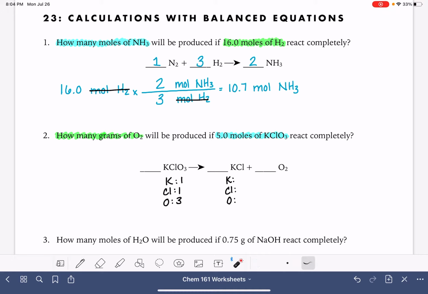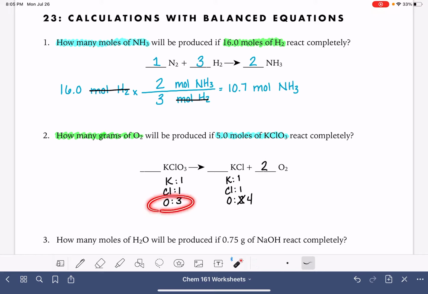Currently, on the left-hand side, we have 1 potassium, 1 chlorine, and 3 oxygen. And on the right-hand side, 1 potassium, 1 chlorine, 2 oxygen. So our potassiums and our chlorines are balanced, and we need to balance the oxygens. This is that interfering coefficient scenario where it's going to take us a couple of iterations to get the oxygens balanced. We need more oxygens on the right hand side, so we'll change that coefficient from 1 to 2, which gives us 4 oxygen on the right.